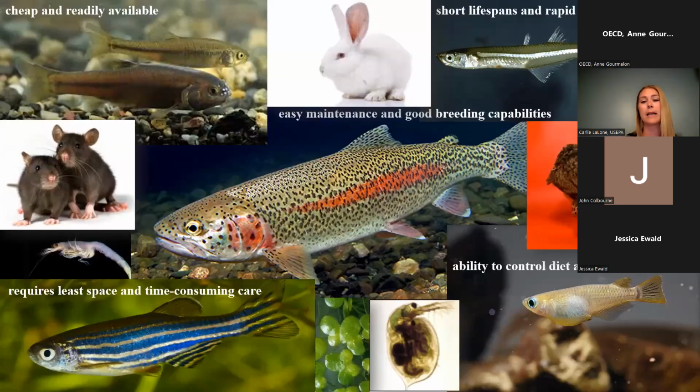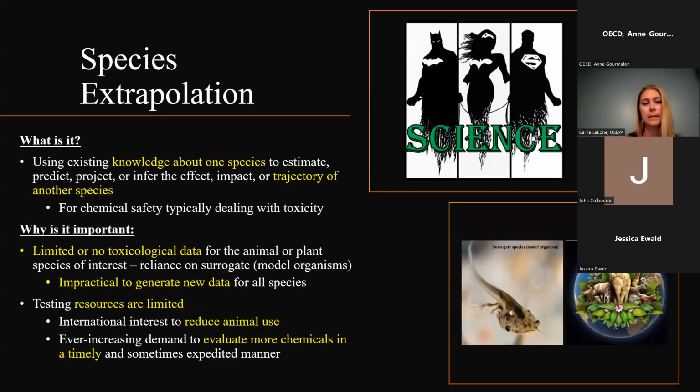And as it's been discussed, we have a subset of model organisms that are utilized, and many times they weren't selected because they were the best representative species of a specific taxonomic group or across taxonomic groups, but typically because of their ease of maintenance or breeding capabilities or the ability to control their environment, which makes them a very useful model organism or species.